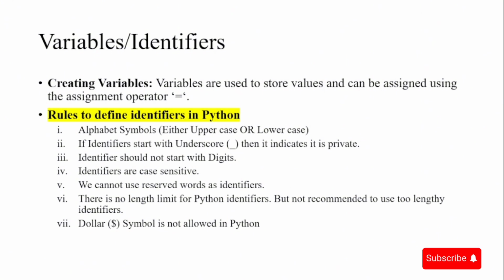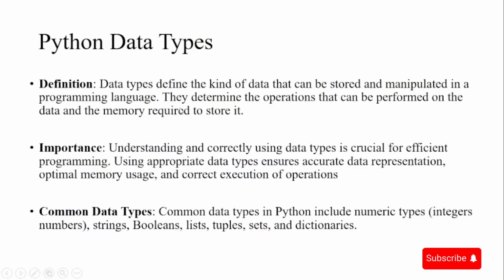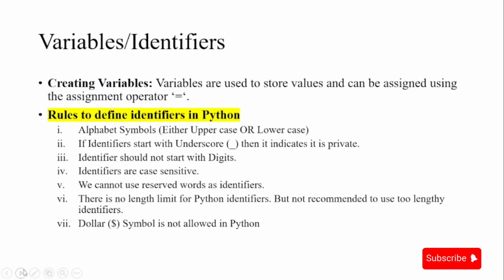Just as I said, a variable is a memory storage location. It's just like a bucket that we can use to store the fruits, right? To create a variable, we use an assignment operator. This is what we refer to as an assignment operator. Variables are used to store values, and they can be assigned using an assignment operator.